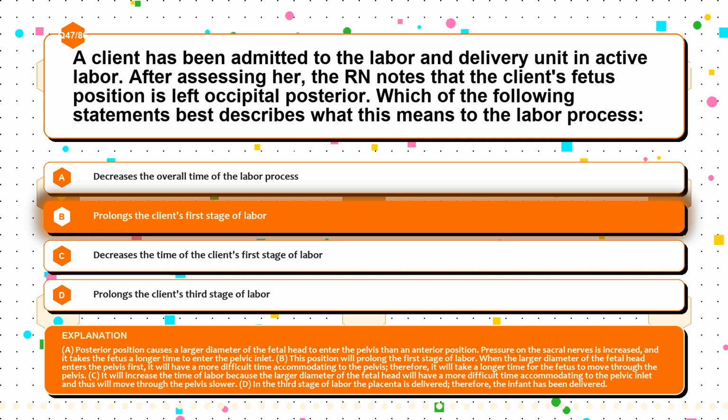When the larger diameter of the fetal head enters the pelvis first, it will have a more difficult time accommodating to the pelvis. Therefore, it will take a longer time for the fetus to move through the pelvis. C. It will increase the time of labor because the larger diameter of the fetal head will have a more difficult time accommodating to the pelvic inlet and thus will move through the pelvis slower. D. In the third stage of labor, the placenta is delivered. Therefore, the infant has been delivered.